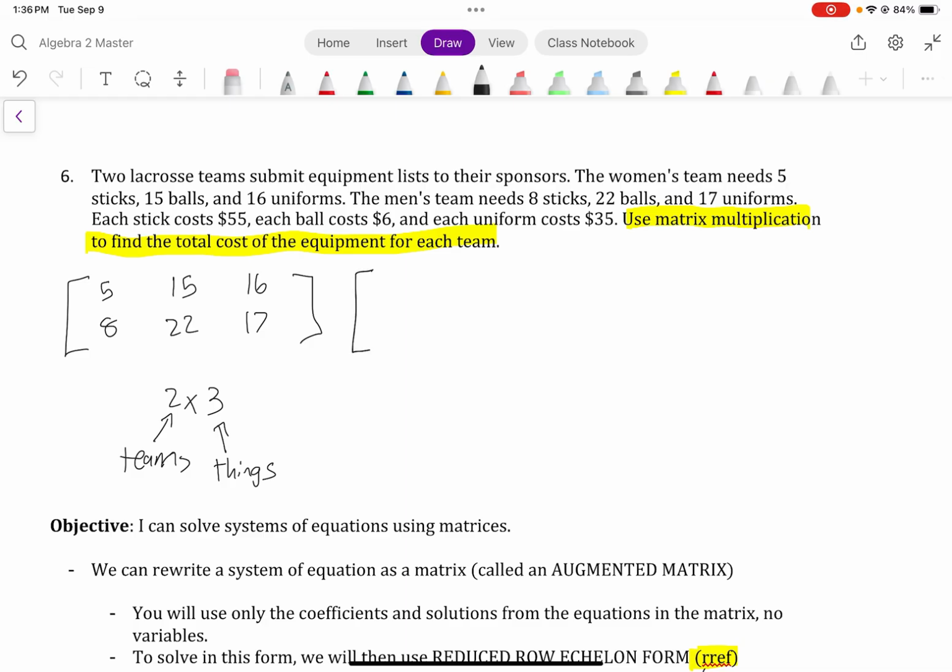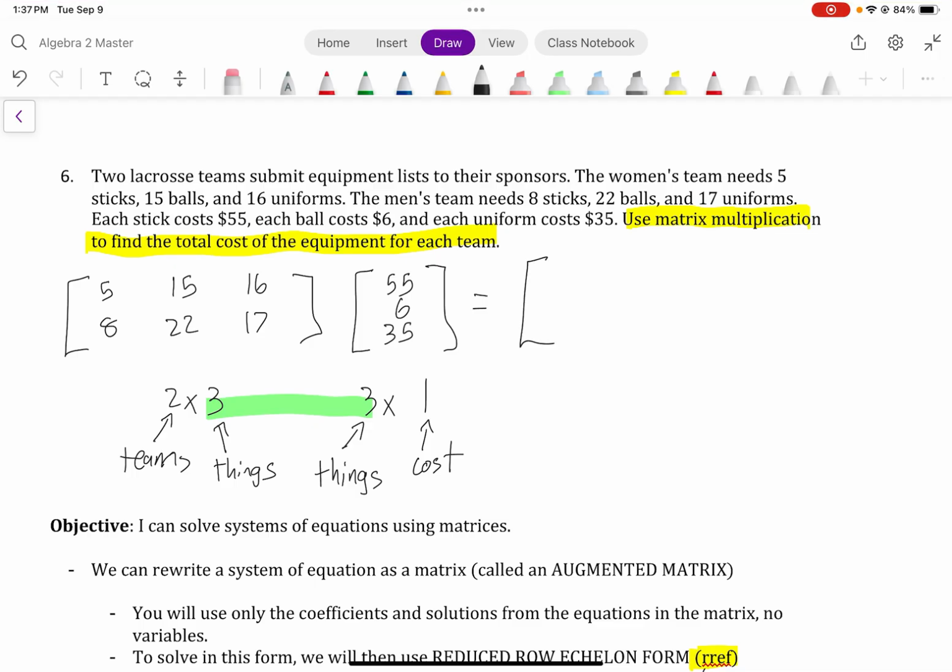Now my second matrix is going to be a 3 by 1 matrix because there are still three things, but each thing has one cost. It's a different cost for each thing, obviously, but I need to make sure, since we're doing matrix multiplication, these two middle numbers match. So my first entry in each row was number of sticks, so I have to start with a stick cost, which is 55. Second thing was balls, so I've got ball cost of $6, and the third thing was uniform cost, which is 35.